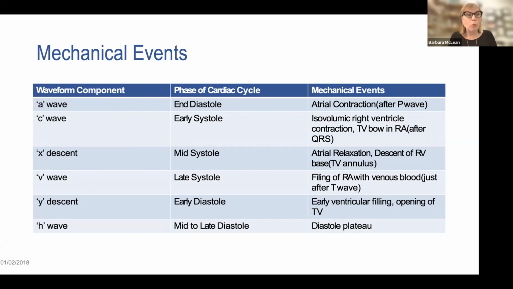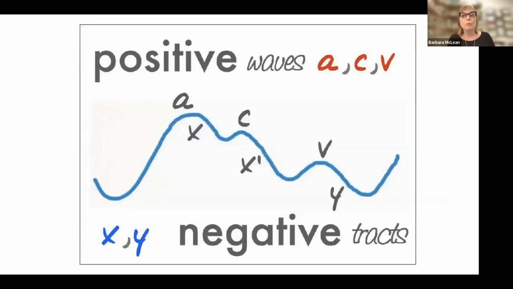It is really important for us to know about X descent and Y descent. Might be a little bit beyond the topic of this talk, because I really want to be sure we're getting A waves and V waves first. X descents and Y descents are really important. We're going to see some patients that have alterations.